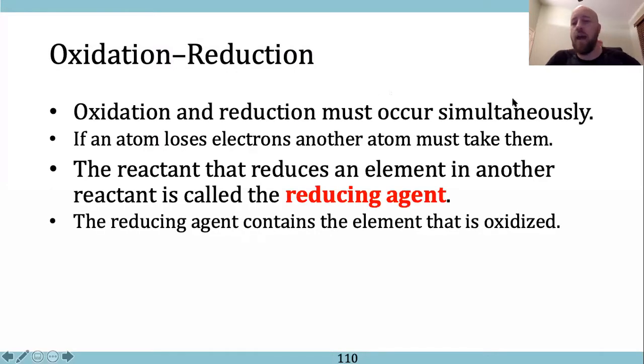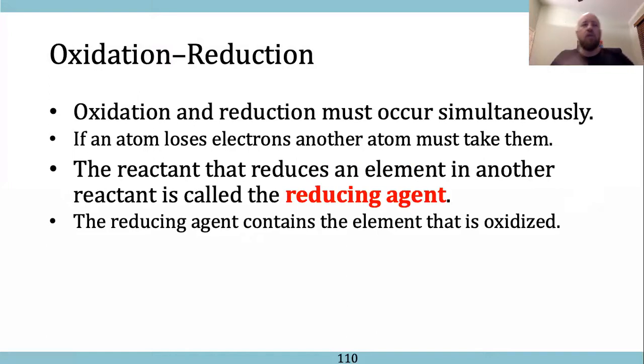All right. The last part of this is the reducing and oxidizing agent. The agent is what's causing the thing to occur in the other part. Because oftentimes when we talk about oxidation and reduction, usually we're talking about the agent that's causing the change.